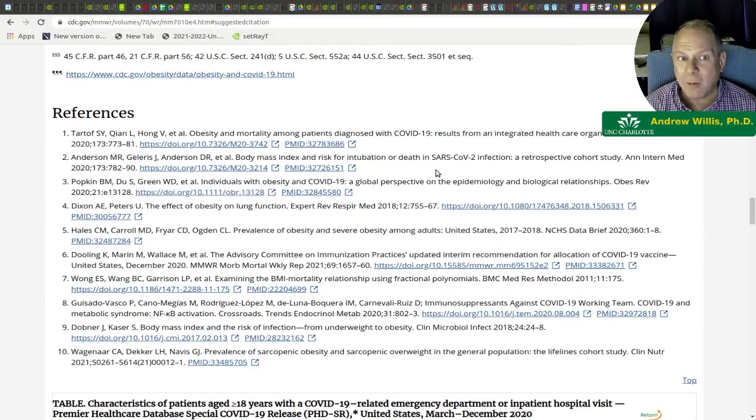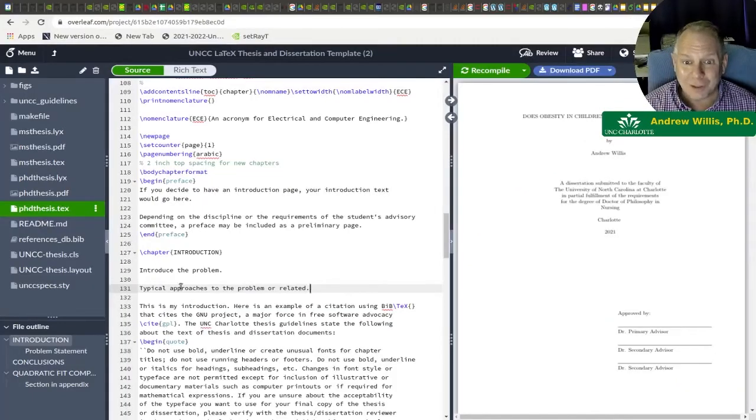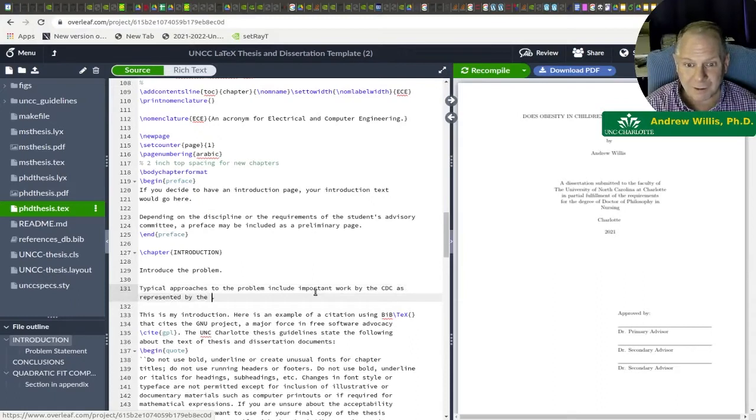Now I want to integrate that with my brief introduction to related work that I might have in the introduction component. So I start: typical approaches to the problem include important work by the CDC as represented by the articles. And now I want to add a citation, this list of citations. So I have to get my file from my computer uploaded to Overleaf. There's a mechanism to do that.